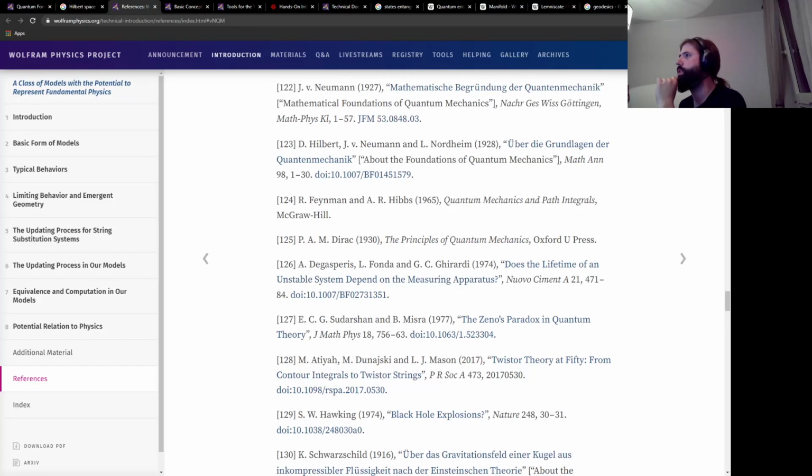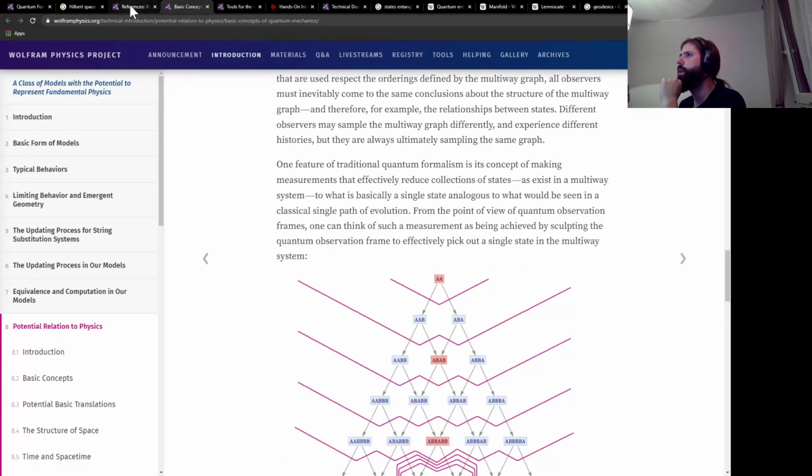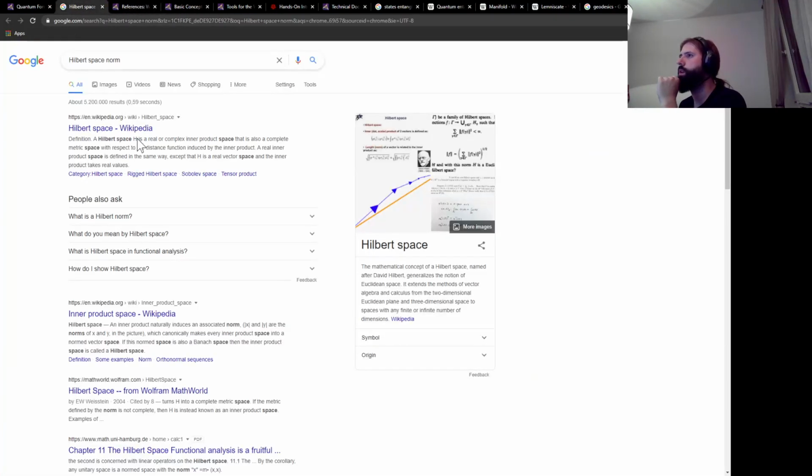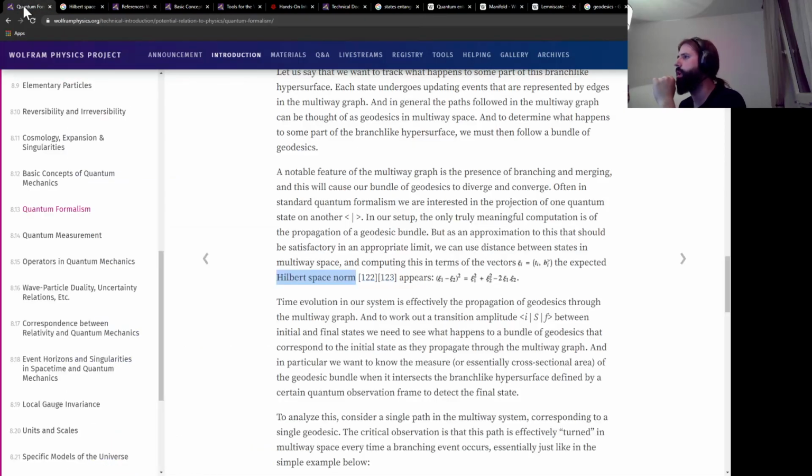Oh, there's an actual, it's in German, it's von Neumann. Oh, mathematical foundations of quantum mechanics, that sounds scary. What did I open here? Hilbert space, whatever. What is the Hilbert space norm?